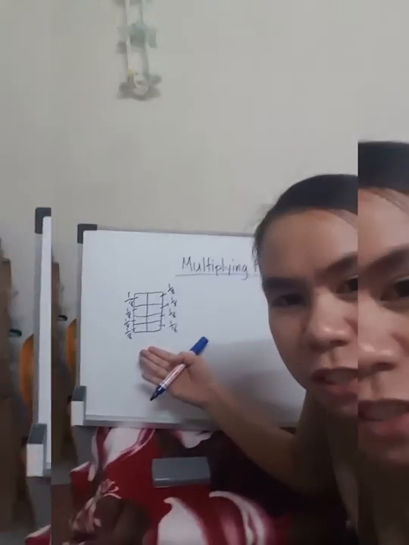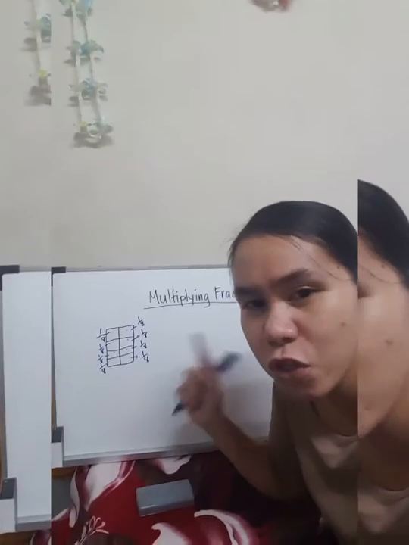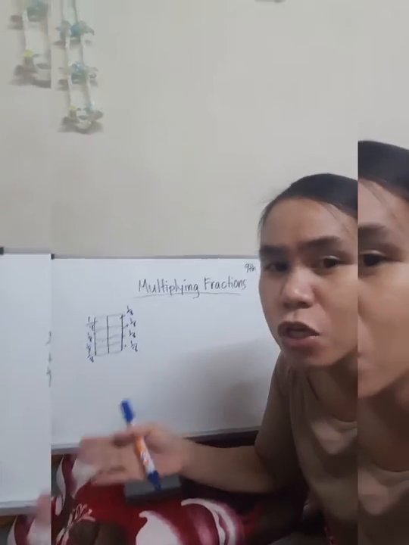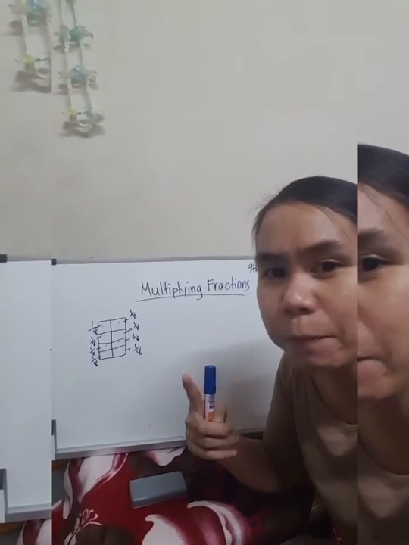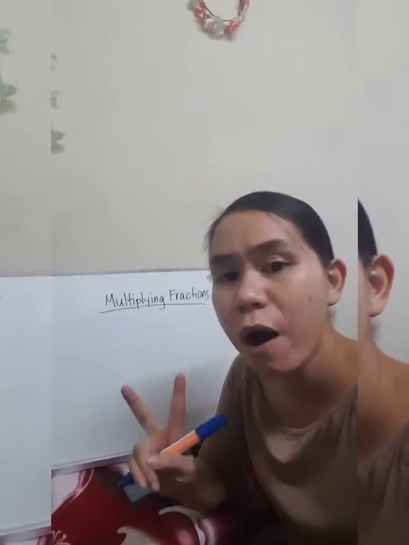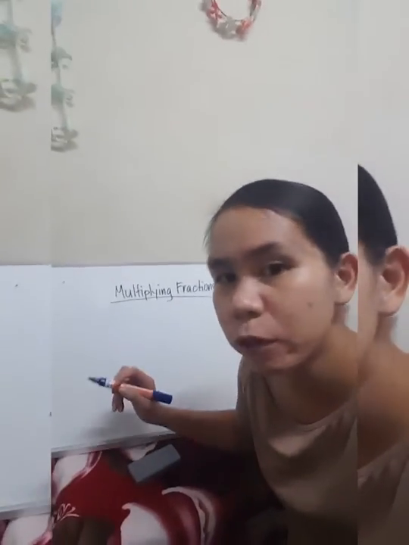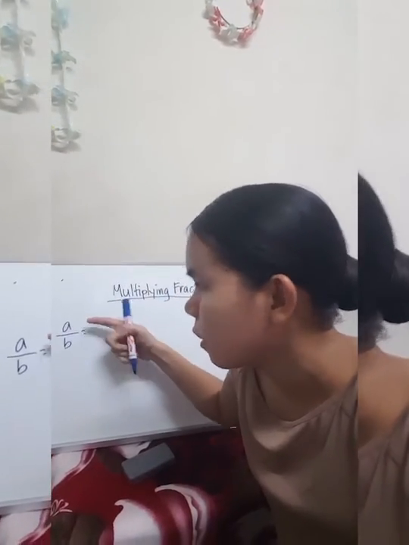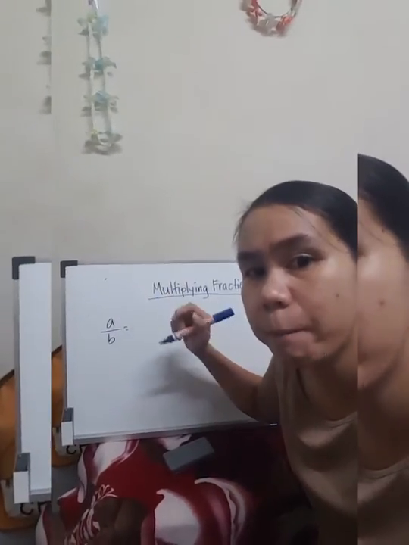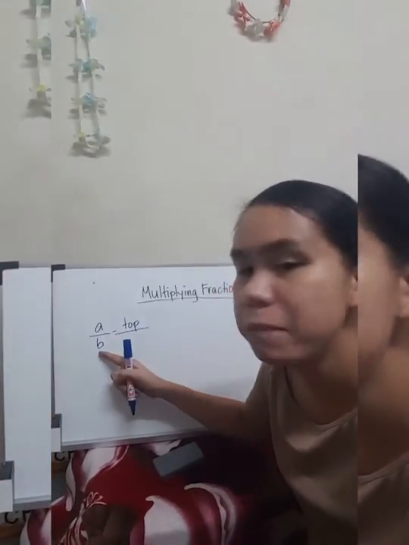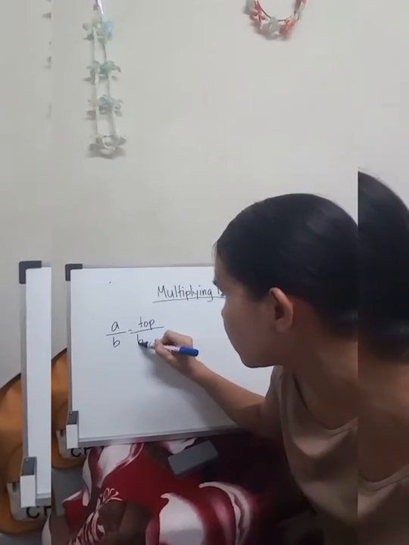So this is a fraction. Okay, so right now you know what a fraction is, and you have an overview of it, so we will move on to our main topic, which is multiplying fractions. There are 2 parts of a fraction. For example, A over B. A is the top part, over B is the bottom part.